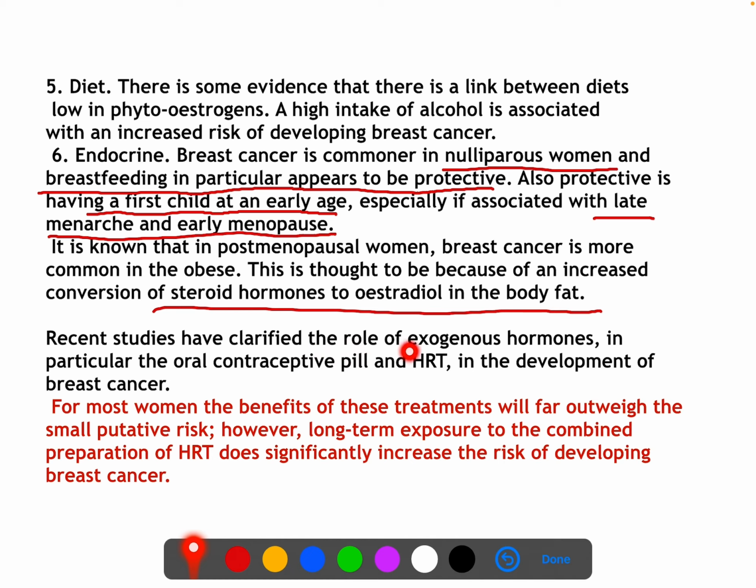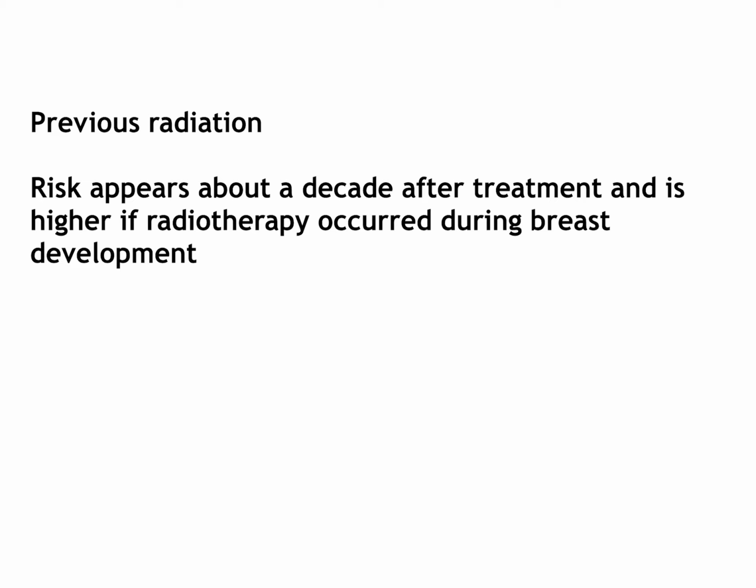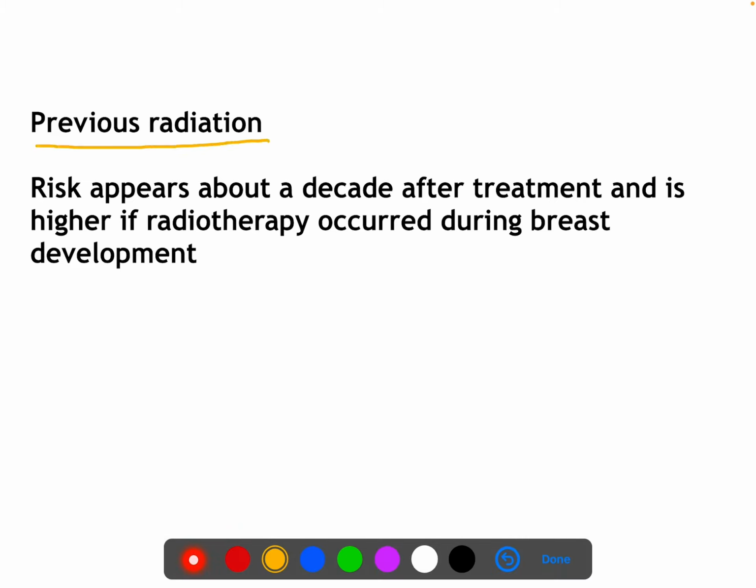Recent studies have clarified the role of exogenous hormones اللي هم oral contraceptive pills والhormonal replacement therapy in the development of breast cancer، ووجدوا إنه long term exposure to combined preparations of hormonal replacement therapy does significantly increase the risk of developing breast cancer. One of the etiological factors is previous radiation, and they found the risk appears about a decade after treatment. يعني قبل مثلا 10 سنوات 20 سنة مسوي radiation فيصير احتمال عنده breast cancer, and it is higher if radiotherapy occurred during breast development يعني بالteenage group.